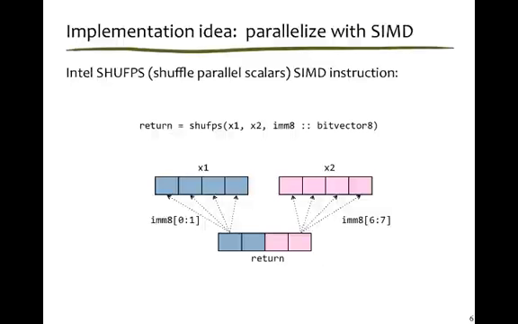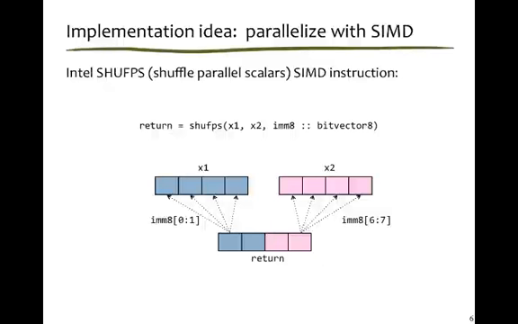We can parallelize this using an operation that is provided by the Intel processor called SHUFPS, which stands for Shuffle Parallel Scalars. And this is what the instruction looks like. It takes 3 inputs and produces an output. The inputs are 4 words each, plus 1 control bit vector. This bit vector consists of 8 bits, which we view as 4 values of 2 bits each. These control how we select what goes into the output vector, right?